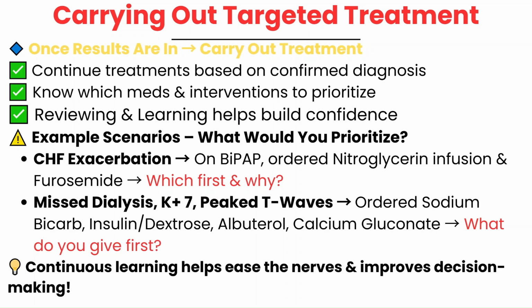Or let's imagine a patient who missed their dialysis, comes in with chest pain or peaked T waves on their ECG. Their potassium is 7 and the providers order sodium bicarb, insulin and dextrose, albuterol, and calcium gluconate. While dialysis is being set up, which one are you as the nurse going to prioritize to give first? These are the kinds of quick decisions ER nurses make every shift. The more you review and learn, the easier it becomes to stay calm and take action.